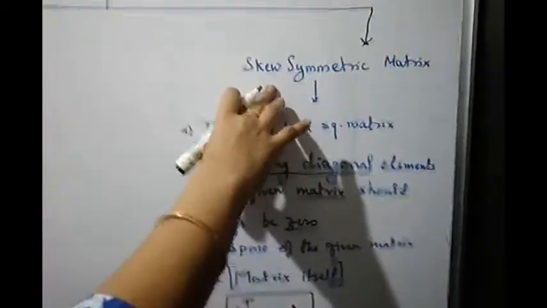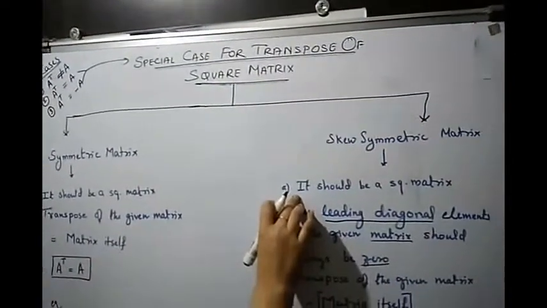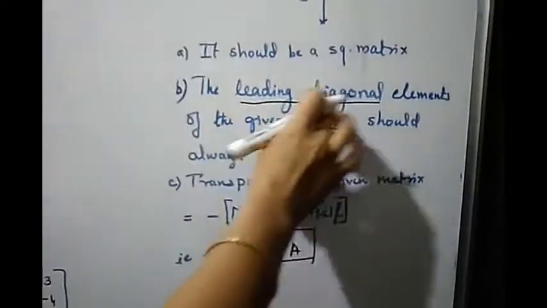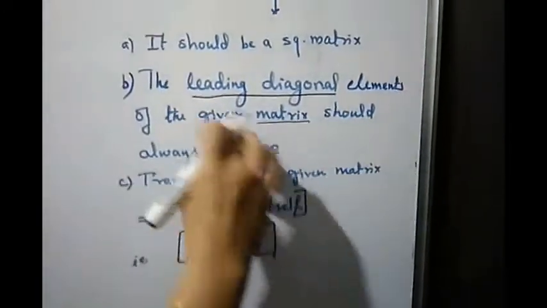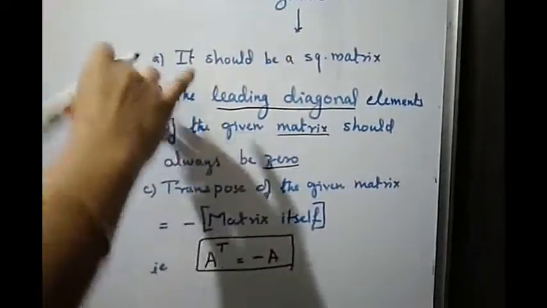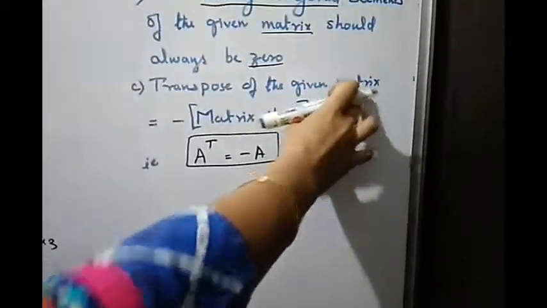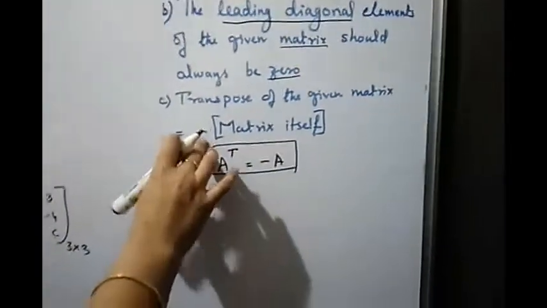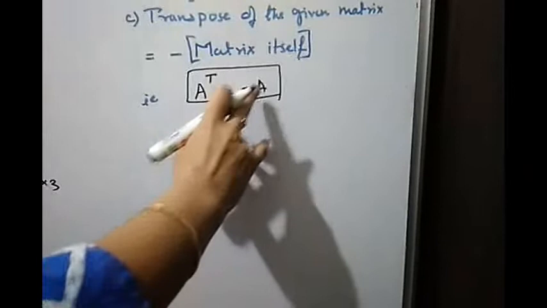Now over to this one, skew symmetric matrix. Again, the first point, the necessary condition, is it should be a square matrix. The second condition is the leading diagonal elements of the given matrix should always be 0. This is one of the most important. And the third condition, after this necessary condition, the sufficient condition will be: transpose of the given matrix should be equal to minus of the matrix itself. That means it is represented as A transpose is equal to minus A.